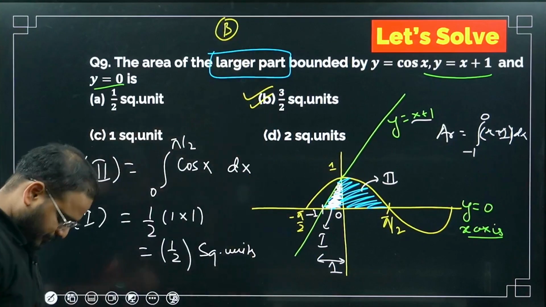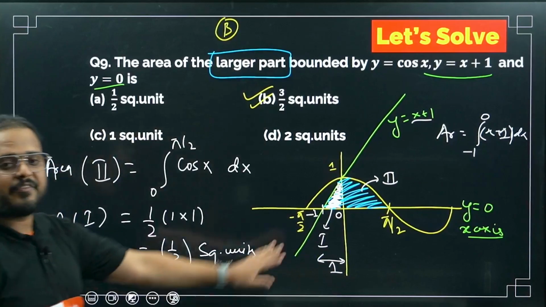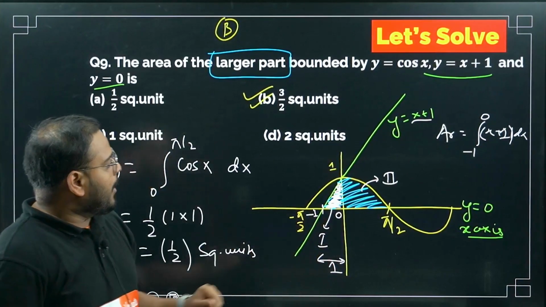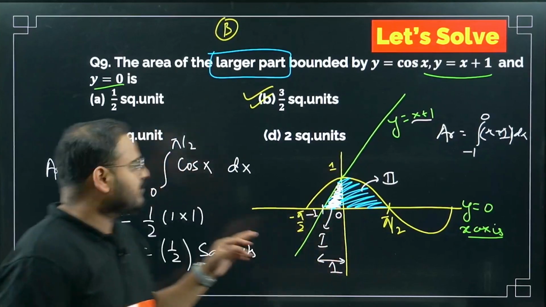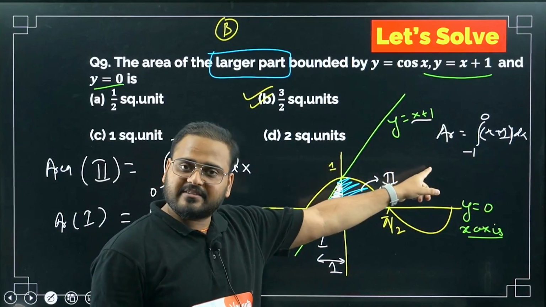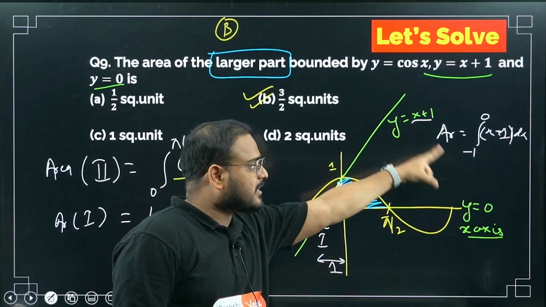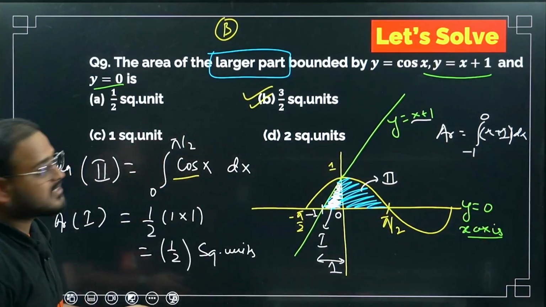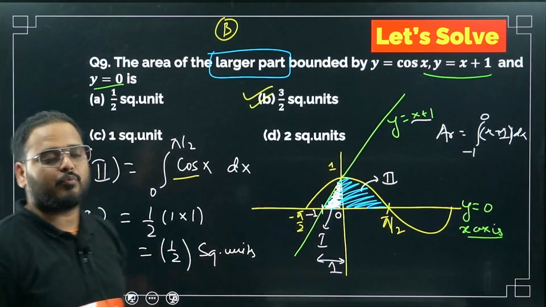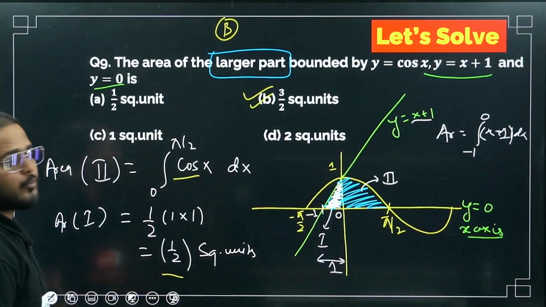Okay, so we got the figure. From the figure I divided it into two parts, part 1 and part 2. For part 2 I can use the cos x curve, which I've written over here. Part 1 I can do in two ways. I can write the integration for the line x plus 1, or I can take this right angle triangle approach, 1 into 1, because this length is 1 and this height is also 1. So it becomes 1 by 2 into 1 into 1.